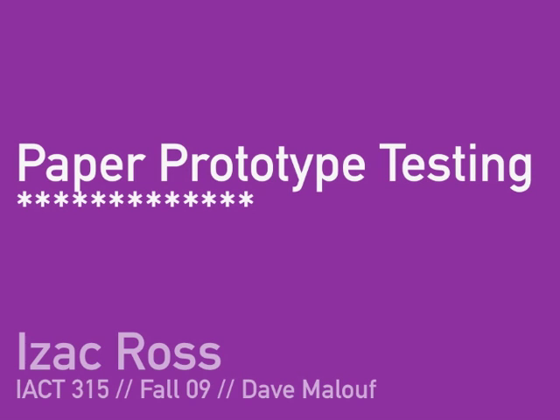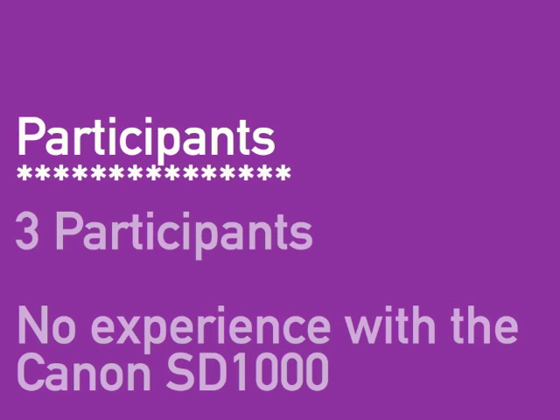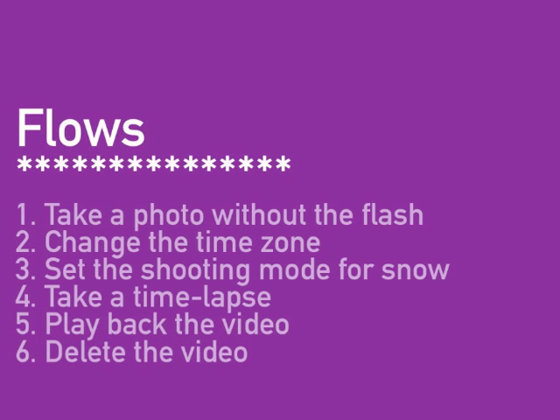For my paper prototype, I tested the Canon SD1000. This paper prototype was used as a participatory design methodology with 3 participants who had no experience with the Canon SD1000. The participants were asked to complete 6 flows that represent a selection of both surface and deeply embedded features that test users' mental models of a digital camera.